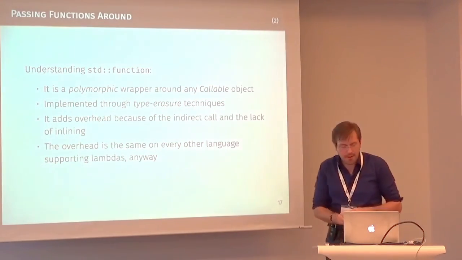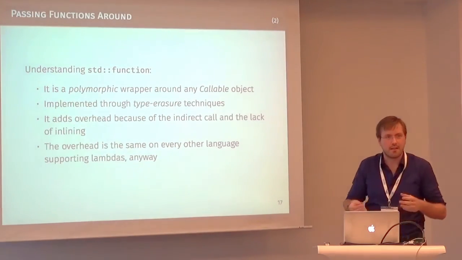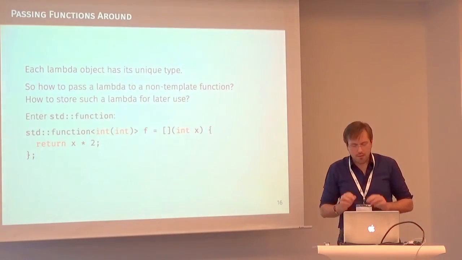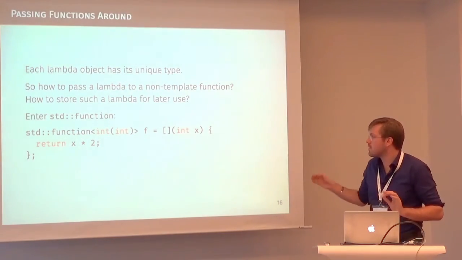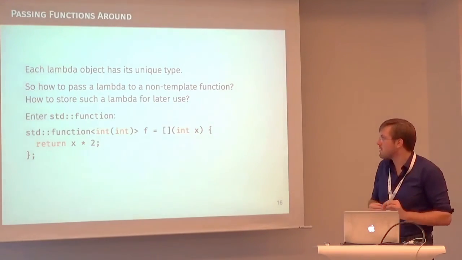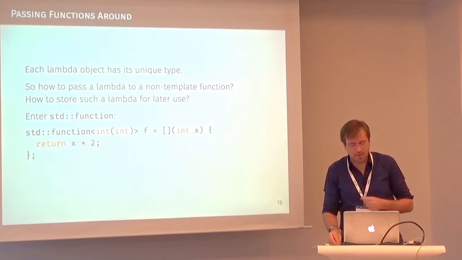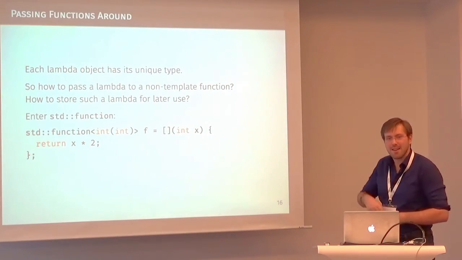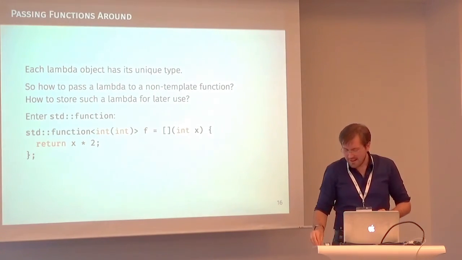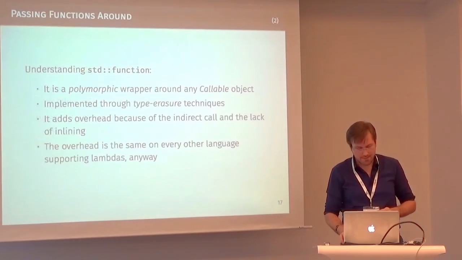And by the way, this is the same overhead that lambda functions have in any other language, so we don't lose anything, okay? It's important to know when to use std::function versus when to use simple lambdas, because I see a lot of code where people just use std::function as if it was the type of the lambda, okay, and they pass std::functions around. It's rarely needed. It's useful, but not always, so be careful of the difference, okay?